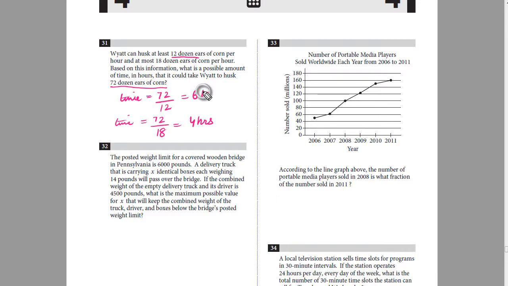Maximum 6 hours. So the time will be 4 hours to 6 hours. Minimum he can take 4 hours and maximum he can take 6 hours.